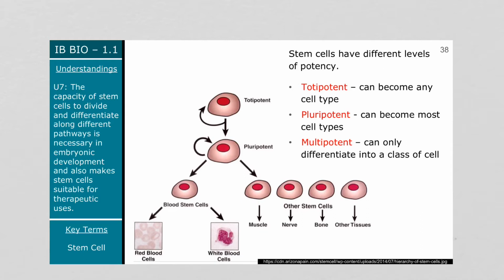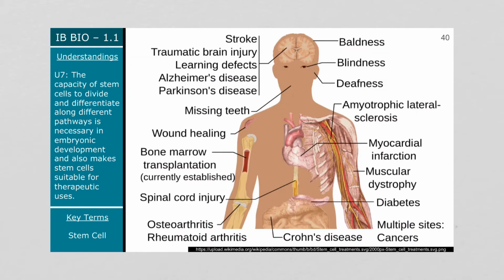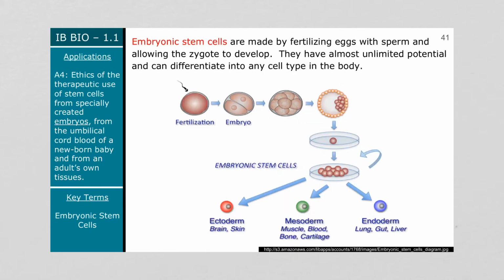The zygote would be totipotent, toti for total potential. You may also see this as omnipotent, like omniscient, all-knowing, omni meaning all, so all-potent or totipotent can become any cell type. And again, this would be the zygote or very early blastula in an embryo. Pluripotent can become most cell types. And then finally, multipotent can only differentiate into a particular class of cell. This just shows you some of the disorders that can be treated with stem cells.